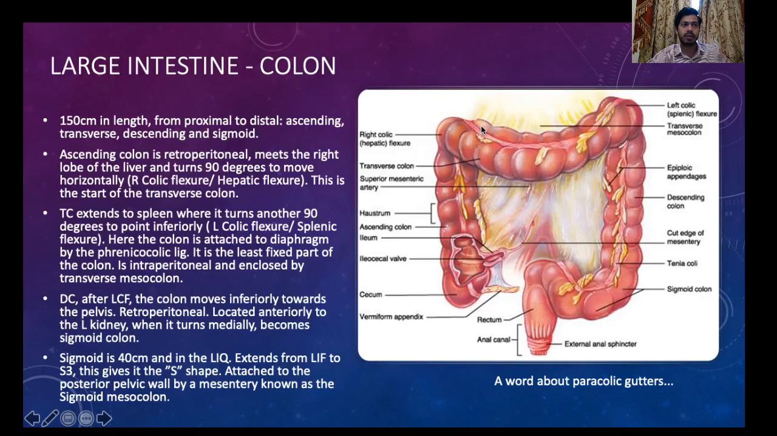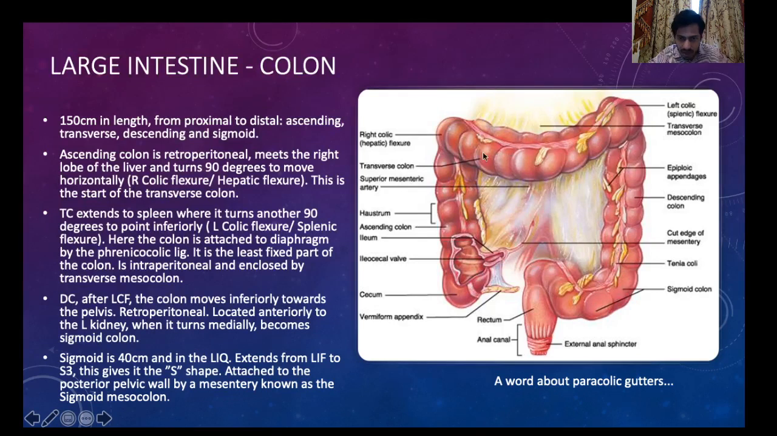This is why, if you've ever seen an operation or some images, it doesn't always look as clear cut like this. Sometimes this part can be found a bit lower. This part is intraperitoneal, and it is enclosed by the transverse mesocolon, which is an extension of the mesentery again. You can see it right here. Like I said, this is the descending colon, going inferiorly towards the pelvis. It's also retroperitoneal, and it is anterior to the left kidney. When it turns medially and posteriorly, it becomes the sigmoid colon.